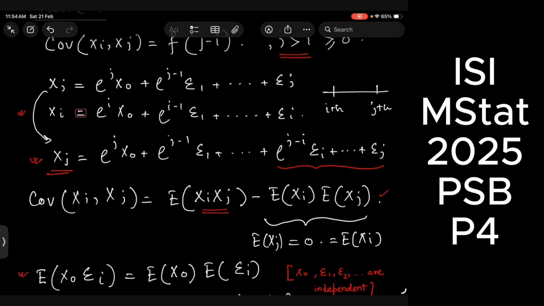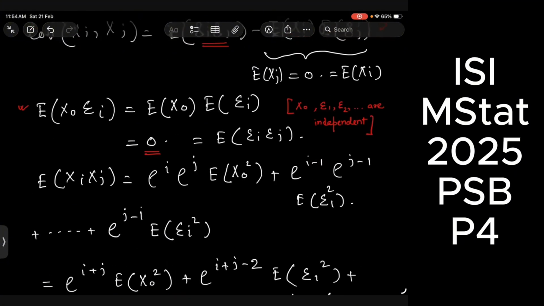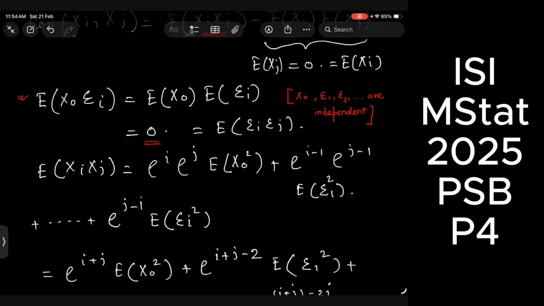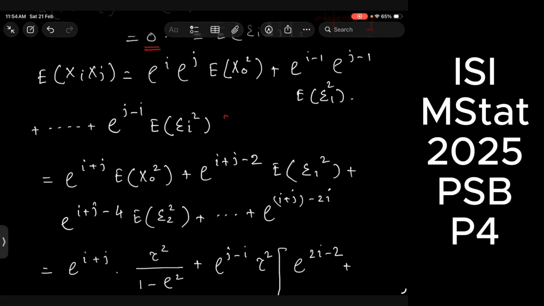We will get x naught multiplied with any other epsilon I, correct? And we have seen that the expectation of those will be 0. So the effective terms will be the square terms, right? The expectation of square terms, and the multiplied terms will be 0.